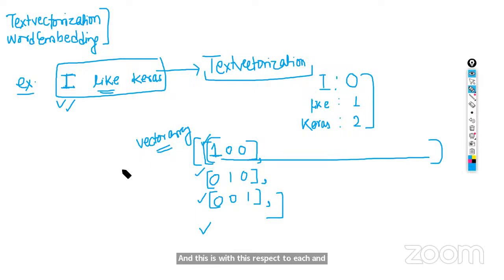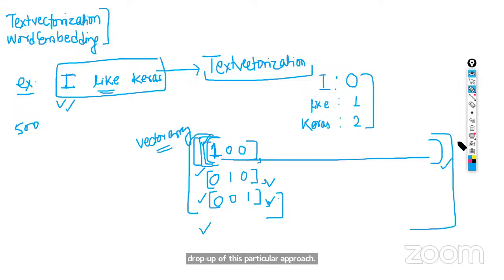Let's suppose I am transforming a paragraph where we have 500 words. It will indicate the value 1 for the first word, and for the remaining 499 words we have that many zeros, and this is with each and every array. So this is the drawback of this particular approach. It will create a very large matrix, a very large vector array, whose size you can't change.